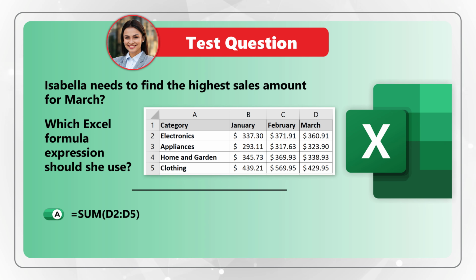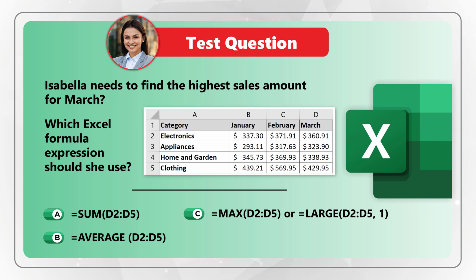Choice A. The formula would be sum, and the data range will be D2 through D5. Choice B. The formula would be average, and the data set will be D2 through D5. Choice C. The formula will be max with the data range of D2 through D5, or formula will be large with the data set D2 through D5, 1. And last but not least, choice D. Formula will be highest, and the data set will be D2 through D5, or formula will be max with the data set D2 through D5.